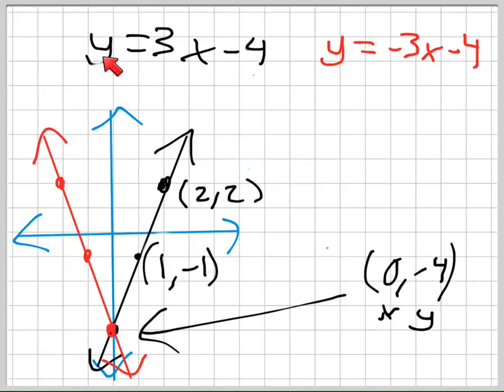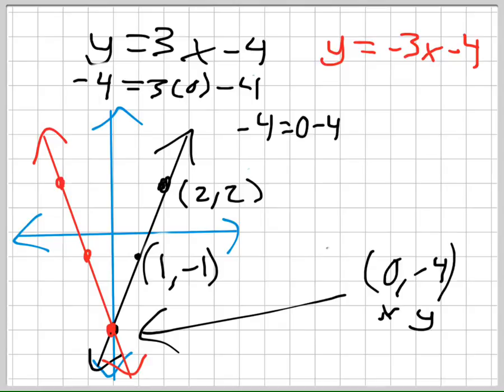So let's try both of those. This is the x coordinate. This is the y coordinate. So in this one, I'm going to plug in negative 4 equals 3 times 0 minus 4. Is that going to work out to be true? Negative 4 equals 0 minus 4. Negative 4 equals negative 4. That one's true. Let's try it for the other one.